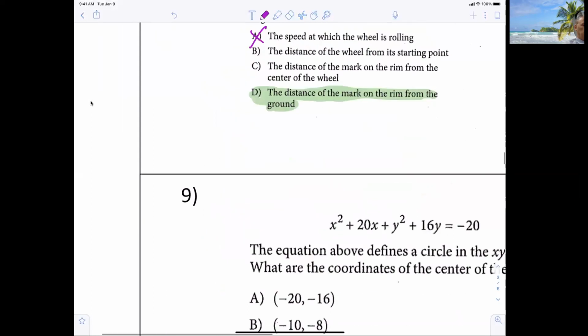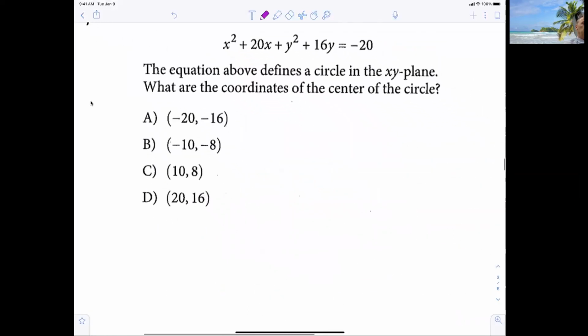All right, I'm happy with you. 8's a good one. All right, 9, you should have been able to do.